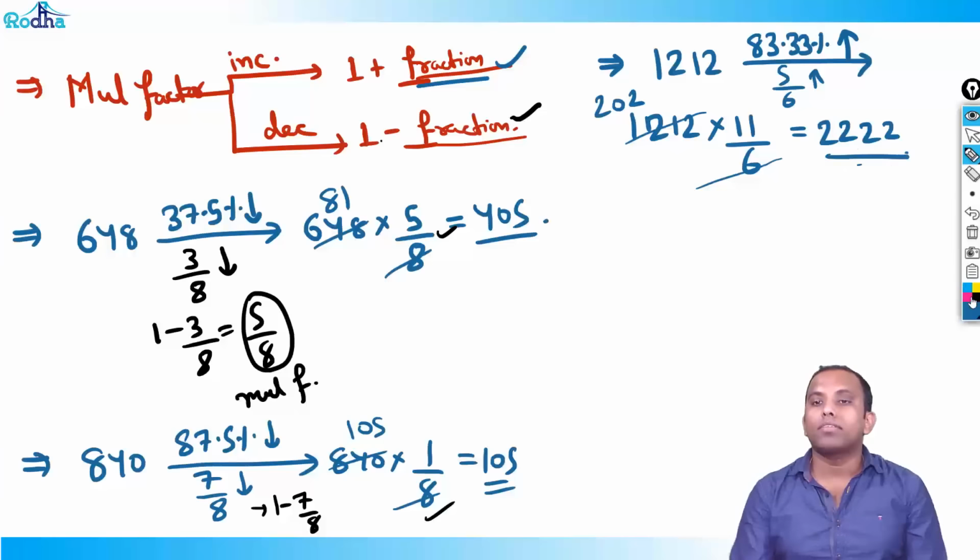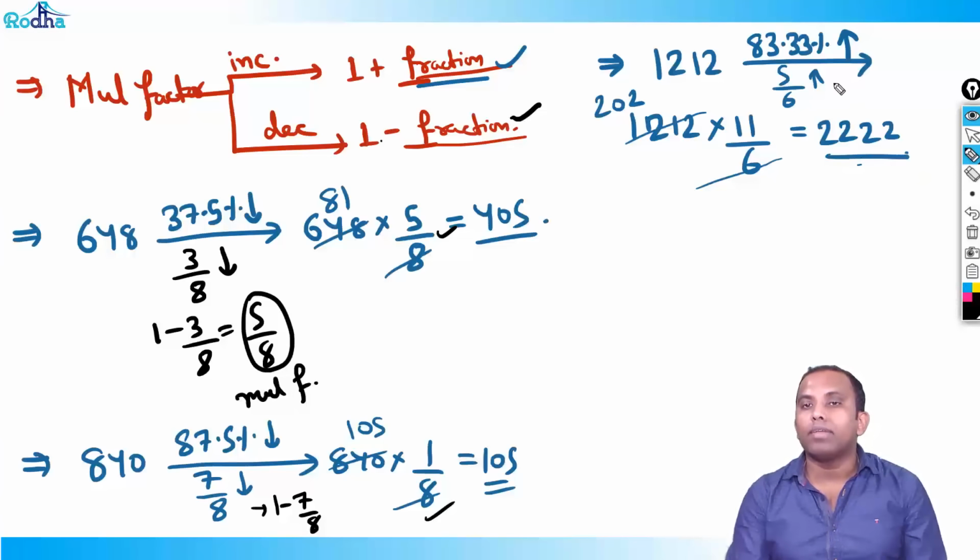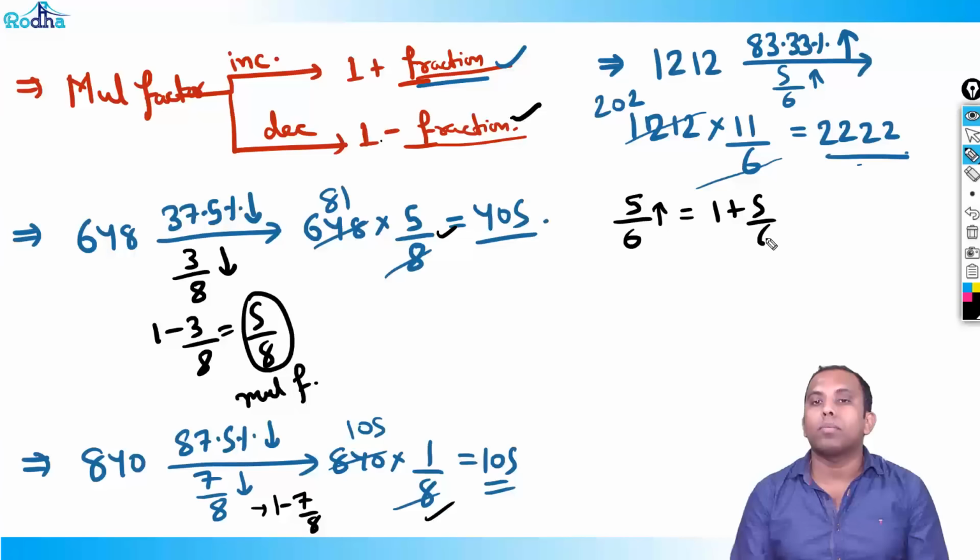So why 11 by 6? Again same reason, because 5 by 6 increase means the multiplying factor is 1 plus 5 by 6, that is 11 by 6. So for increase, 1 plus fraction value; for decrease, 1 minus fraction value.